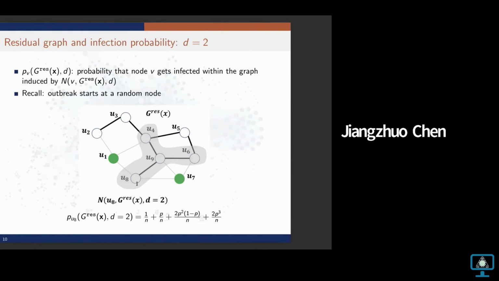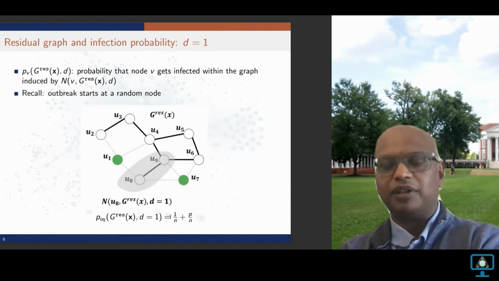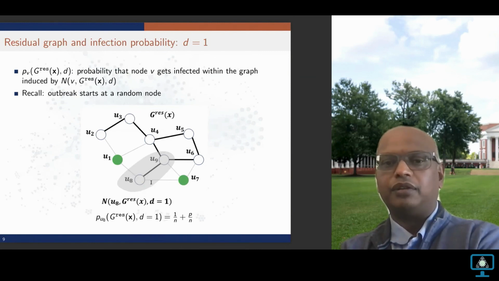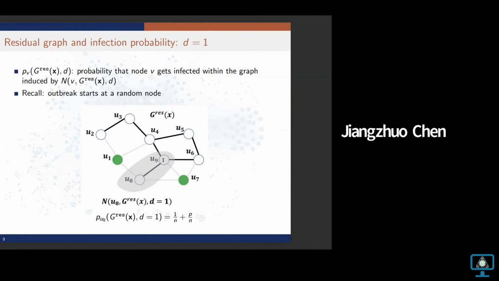Can you also show the formula for the vaccination probability? So let's maybe look at D equals 1, since that's simpler. In this D equals 1 case, this is the neighborhood to consider. The probability U8 gets infected is 1 over n if this is the source, and then 1 over n times p if this is the source. Okay, so it assumes that if the epidemic starts from any other node, then node U8 thinks that it's not going to be infected.